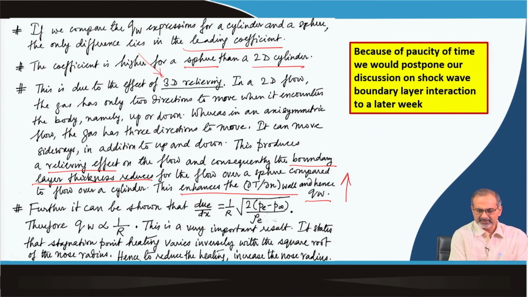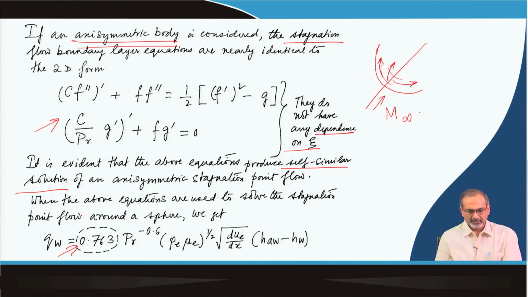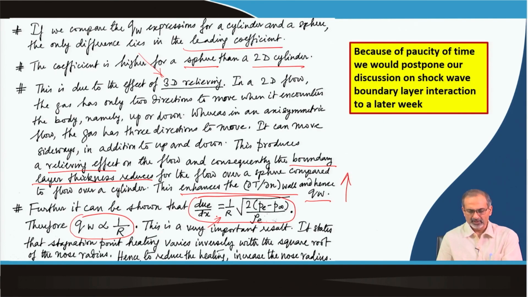Another very important point is that the velocity gradient term that we see in the QW expression has an inverse relation with the radius of curvature at the stagnation point, which means ultimately QW will depend on R, but that dependence, because here it is under root, therefore, we will have a dependence of QW inversely proportional to square root of R. This is a very important result. It states that stagnation point heating varies inversely with the square root of the nose radius. We have missed a square root here.